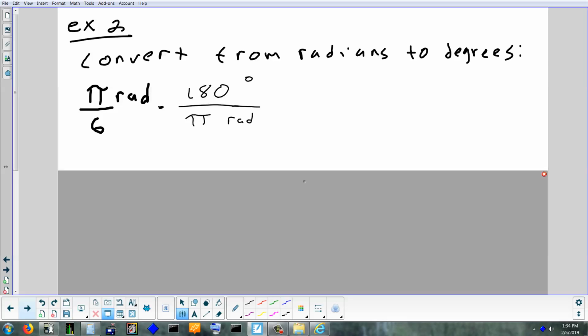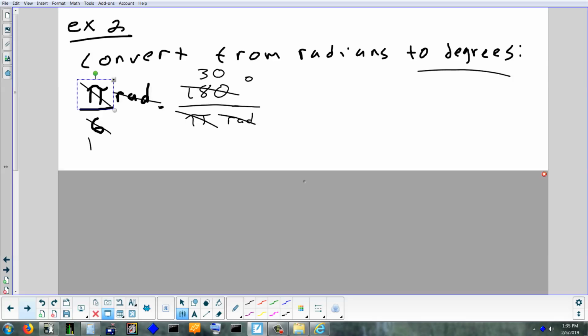Yeah. 6 and 180. Okay, we can reduce. 6 goes into 180 how many times? 30. Okay. Anything else I can do? The pi's cancel. Anything else? Still want to check the radians. Yeah, the radians. We canceled out the unit. And that's the point. We wanted to end up with degrees.